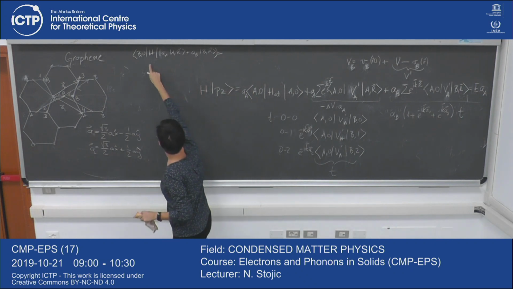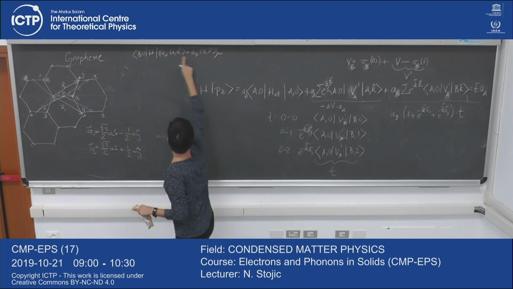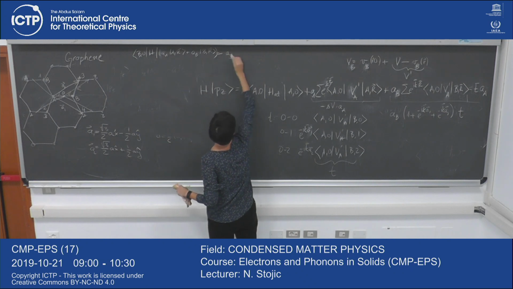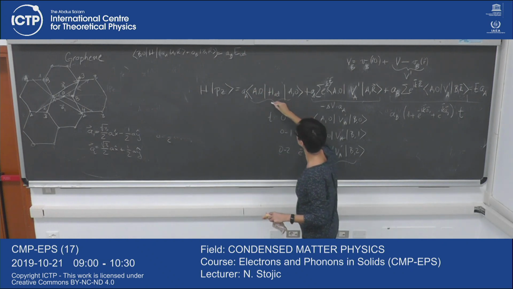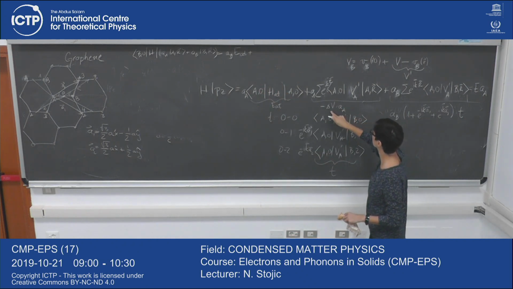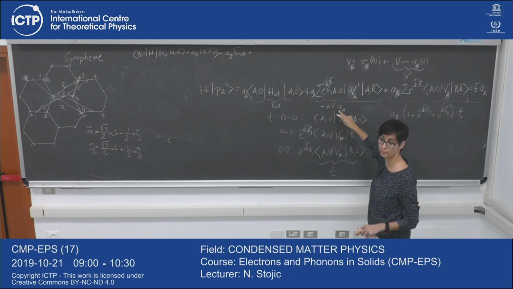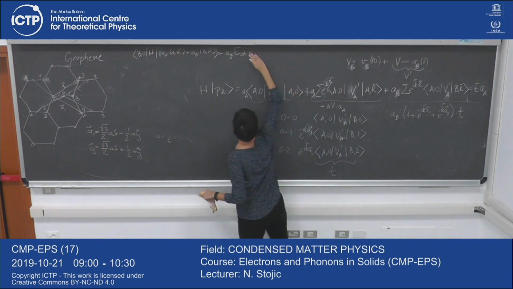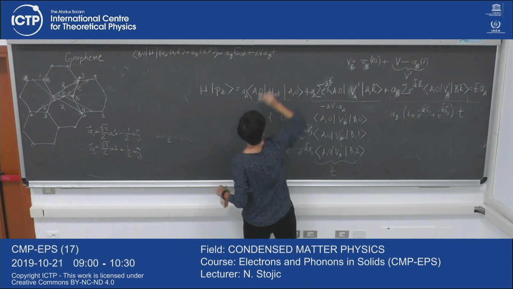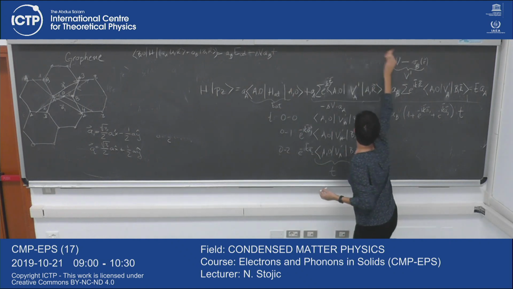So the first part, the atomic Hamiltonian, will be B with B. So this is the atomic part, no? Not right, but that's what we call the atomic. Plus, the second term will be delta V times A times B, AB. And now comes the interesting part. Let me erase this.